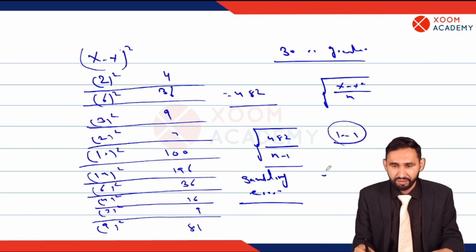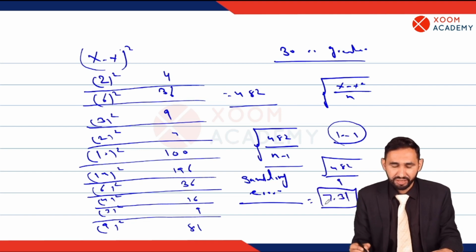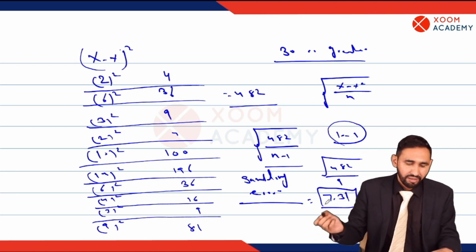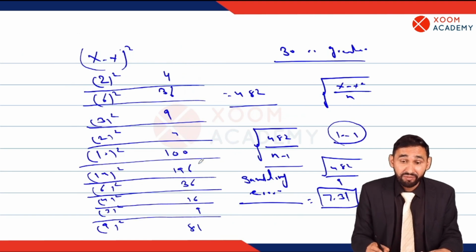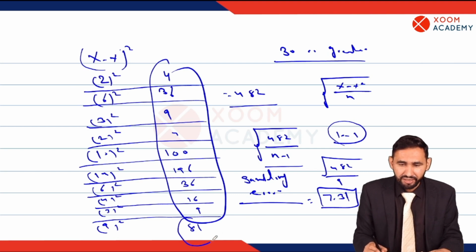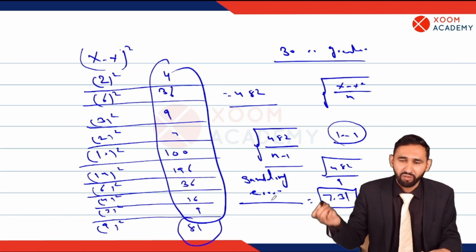we write 10 minus 1. So our answer will be 482 divided by 9, which is 7.31. 7.31 is the standard deviation in this case. Remember two things. First, we need to take the square of x minus x bar. Then we need to add them. After taking the square of all the individual values, we need to add them. Like in this case, our answer is 482.